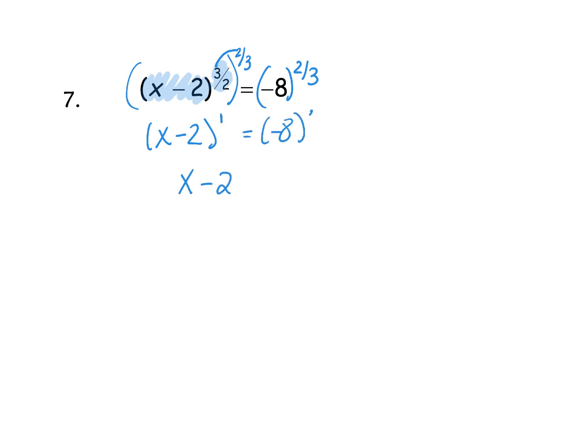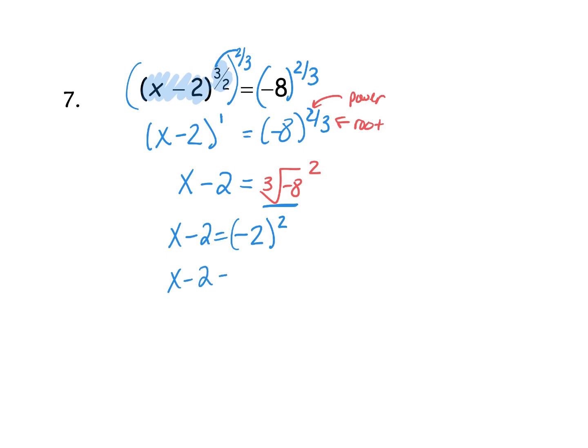On this side, I'm going to have negative 8 to the 2/3 power, keeping in mind that the bottom number is the root, and the top number is the power. So I'm going to have the cubed root of negative 8 all squared. So x minus 2 is going to equal, well, the cubed root of negative 8 is negative 2. So negative 2 squared is going to be 4. Finish solving by adding 2, and I'm going to get that x is 6.